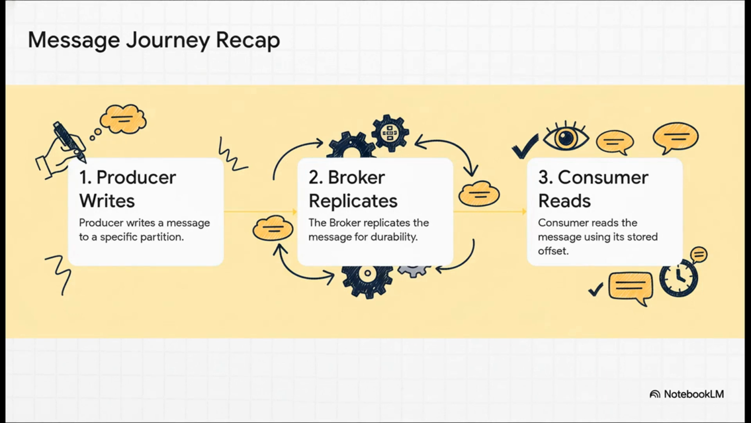So, let's do a super quick recap of a message's entire journey, from start to finish. 1, a producer writes a message. 2, the broker grabs it, slaps an offset on it, puts it in a partition, and copies it to other brokers just to be safe. And 3, a consumer reads that message, does its thing, and then saves its place by noting the offset. That's it. Simple, elegant, and unbelievably powerful.